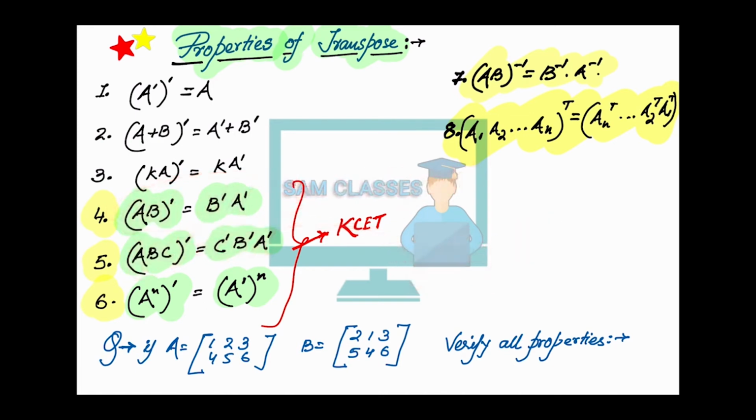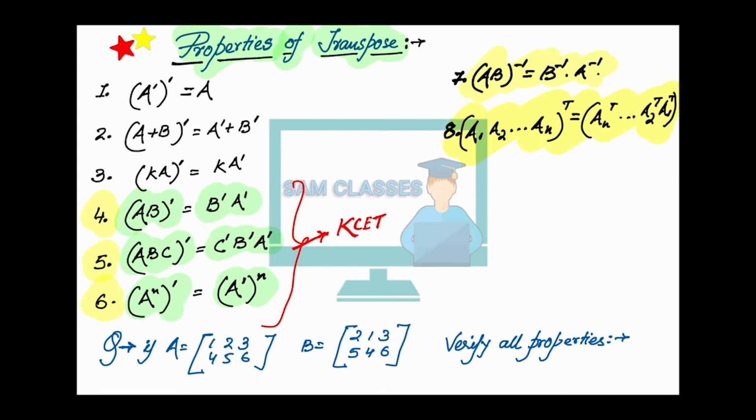Same thing if A power n is there and then transpose is there. So what do you do? First do the transpose and then do the power n. If you have (A^n) whole transpose, first do the transpose and then do the power of it. Very simple and important for KCET. These three are very important.